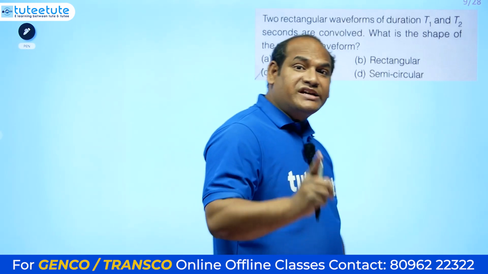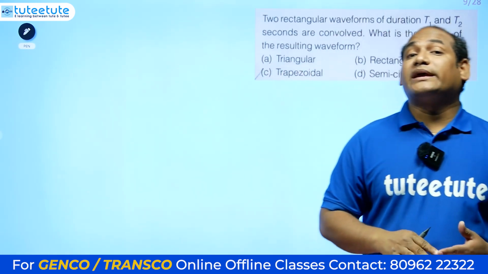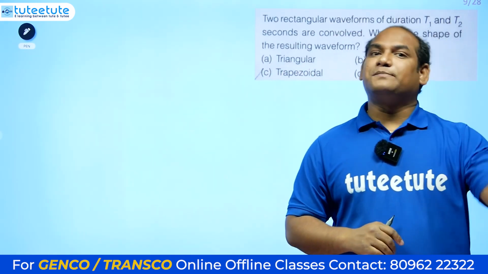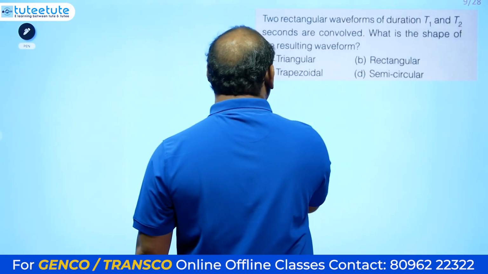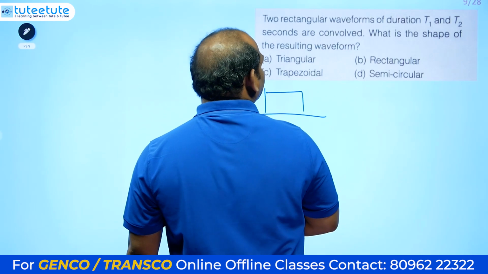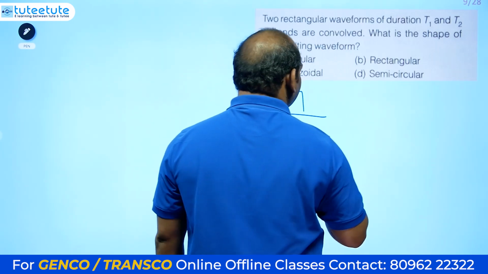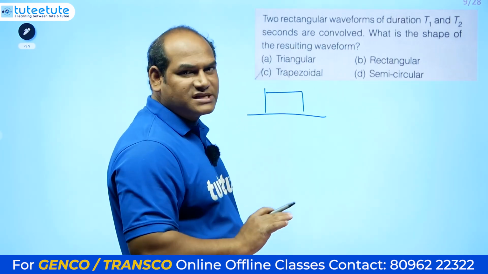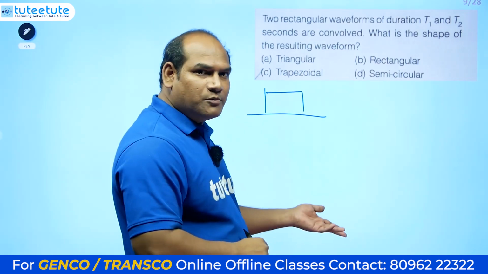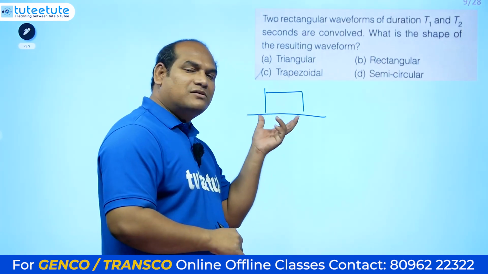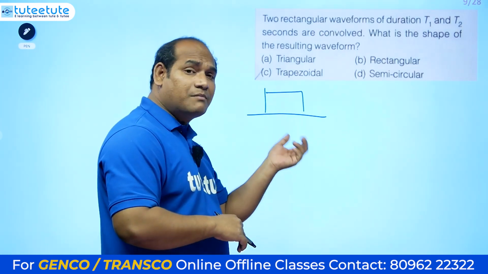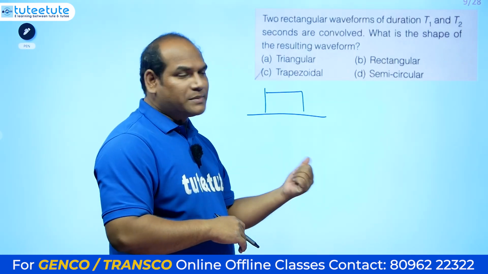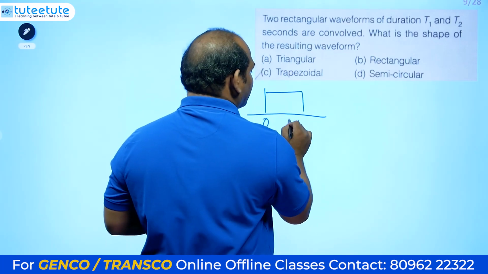Since they have mentioned t1 and t2, those two rectangle pulses are of different pulse width, like that we need to assume. So here I have taken one rectangle pulse and they did not mention whether it is coming from left to right, all those things we don't know. So in any manner you can keep this particular rectangle pulse like an even signal. That means it starts from minus t1 by 2 to plus t1 by 2, or like this also you can take, whatever it may be.